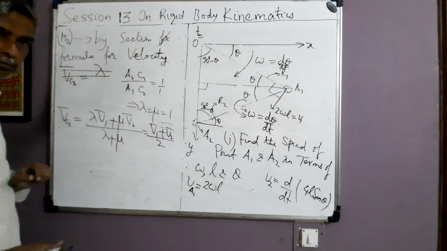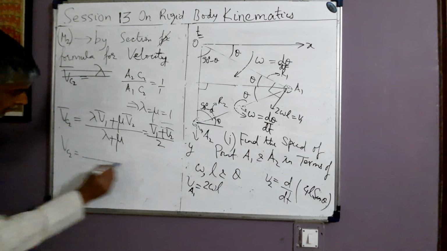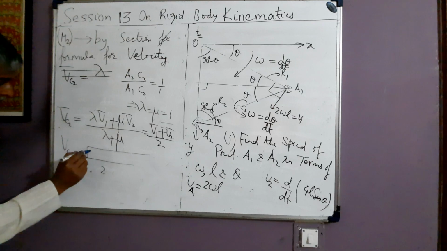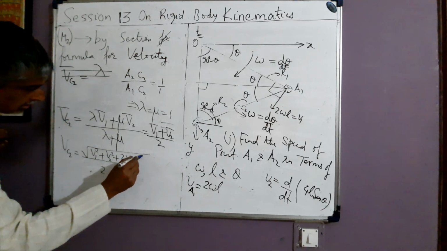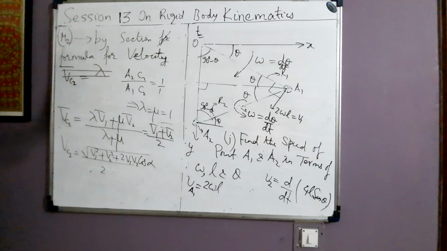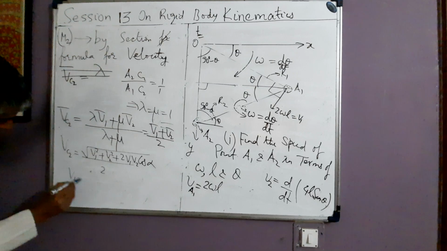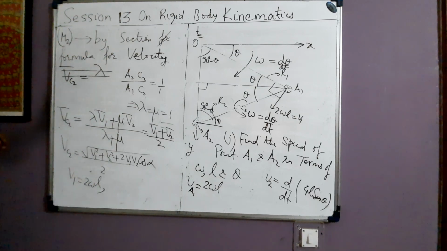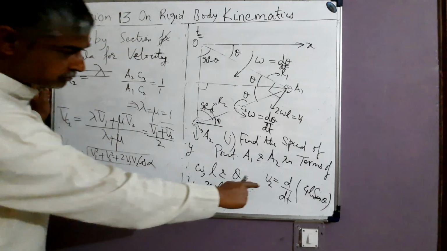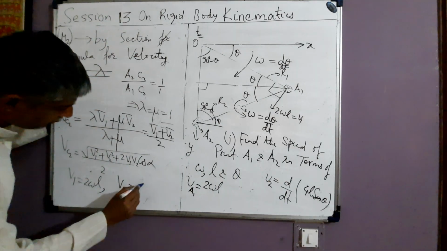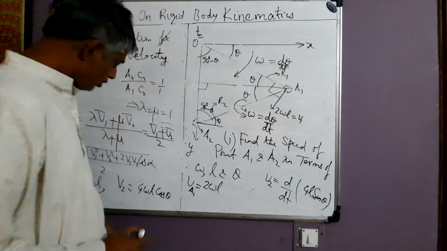This is VC2. So VC2 becomes 1 by 2 root under V1 square plus V2 square plus 2 V1 V2 cos alpha. What is V1? V1 is the speed of A1, so V1 is simply 2 omega L. V2 is the speed of A2, which we have just found in method 1 also. V2 is equal to 4 omega L cos theta. Now what is alpha?